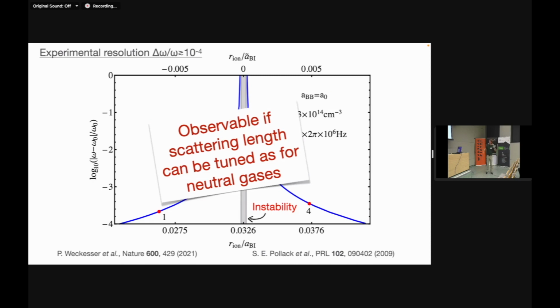So we think that if you can tune the scattering length between the atom and the ion to the same extent as has been demonstrated, so here's this Feshbach paper for ions, if you can tune it to the same extent as they've done for neutral gases, there's a hope that you can see it. So I'll finish. Thank you very much.